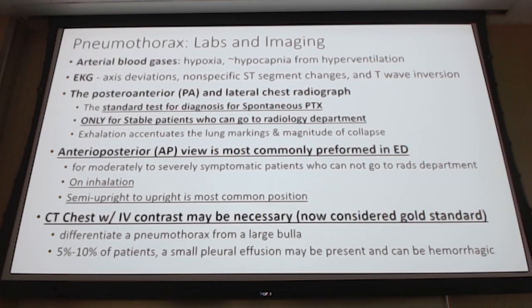All right, labs and imaging. What do we do? So arterial blood gas, these are great if you can do them. Really helps differentiate between hypercapnia and hypoxia, or both. Okay. We want to do an EKG. We're looking for those axis deviations, non-specific ST segment changes, and the T-wave inversions.